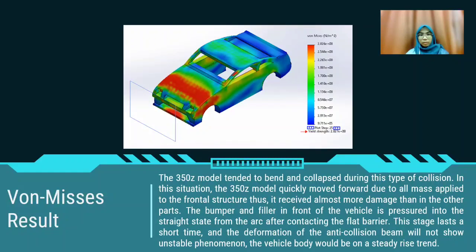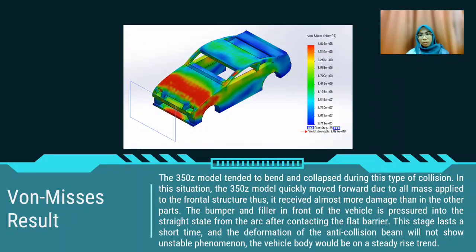The result for von Mises stress shows that the front bumper, fender and hood have the highest stress in the frontal impact test, at 282.6 megapascal, while the rear bumper has the lowest stress, which is 0.971 megapascal. So the 350Z model tends to bend and collapse during this type of collision. In this situation, the 350Z model quickly moved forward due to all mass applied to the frontal structure, thus it received more damage than other parts.